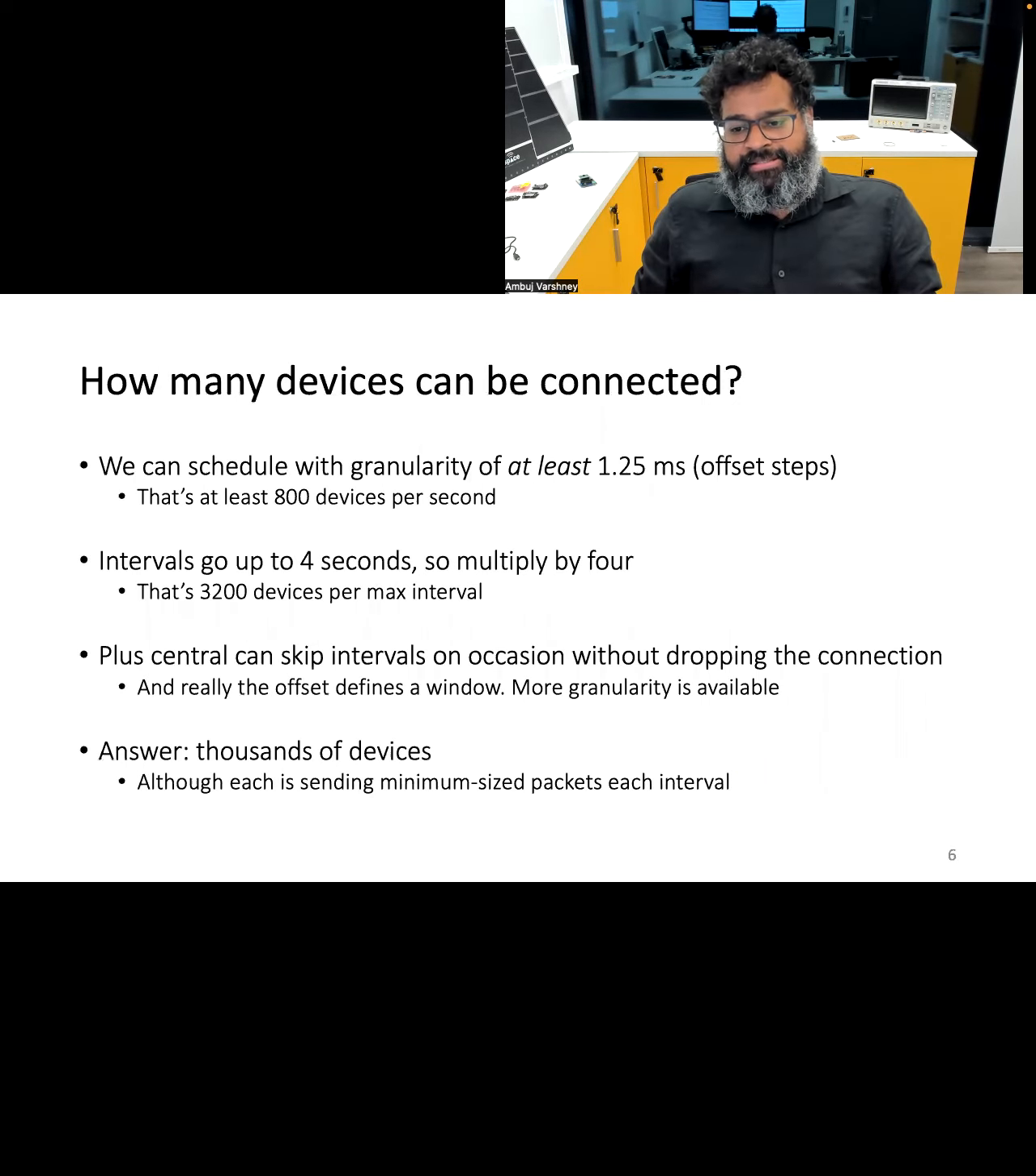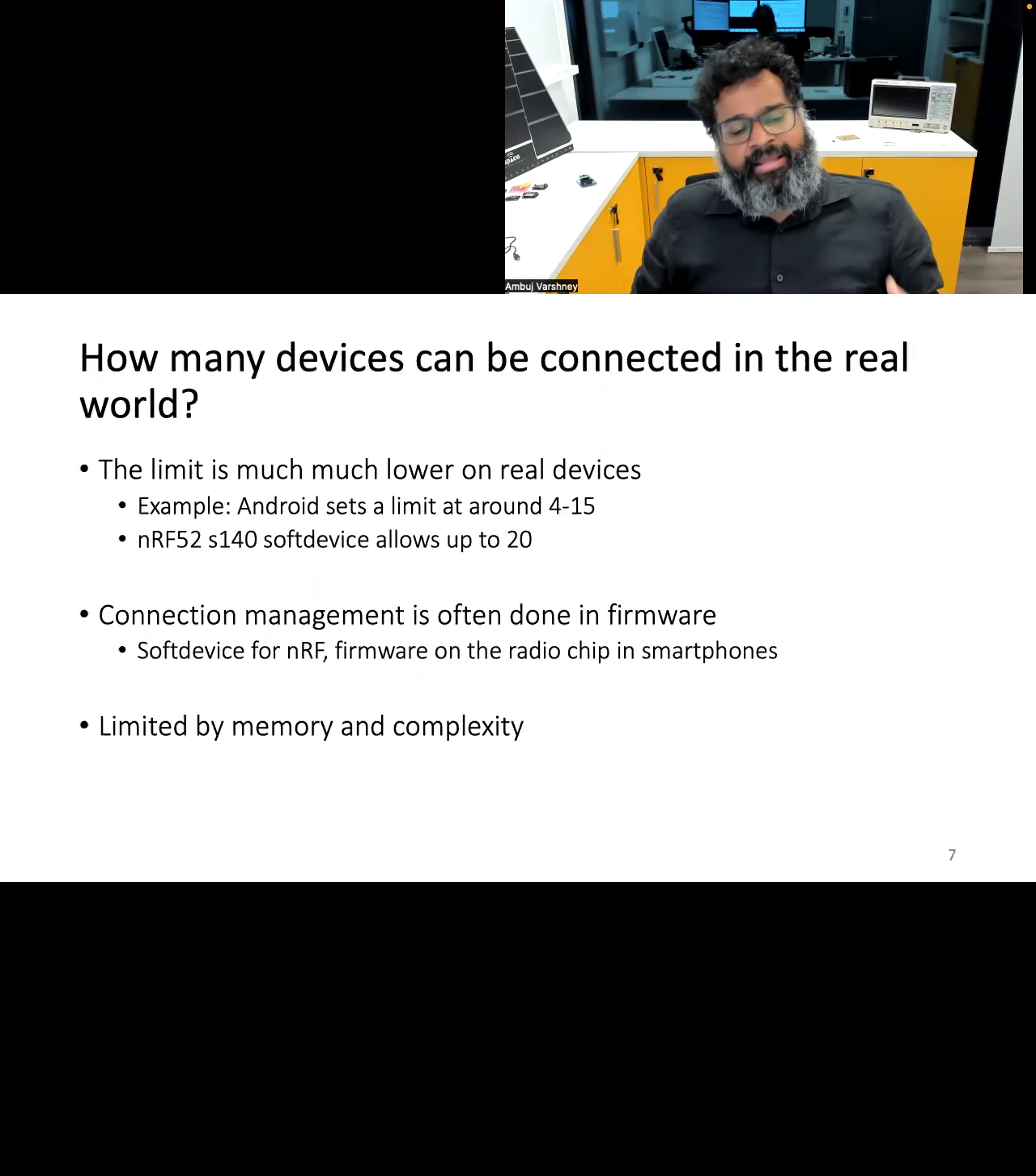How many peripheral devices can be supported? We can theoretically support thousands of peripheral devices connected to one central node. We talk about this calculation with the example on the slide, but in the real world, this number is far lower. If you look at an Android phone or an iPhone, it sets a limit of 4 to 15 devices that can be connected to the phone. Another chipset, for example nRF52, which is one of the popular radio chipsets, allows you to support up to 20 such end devices. The reason for this constraint is the limits imposed by memory and the complexity of the Bluetooth stack implementation.